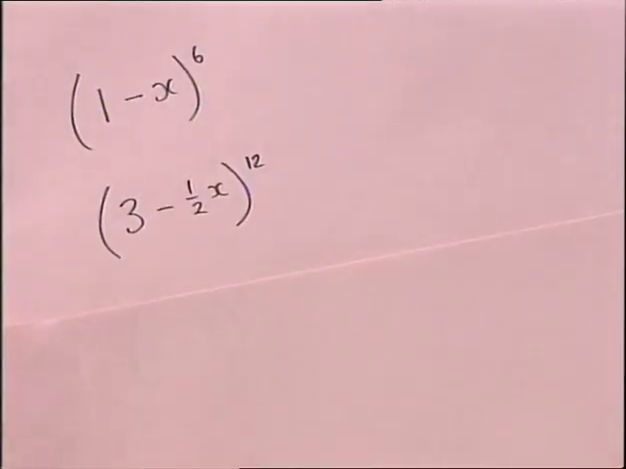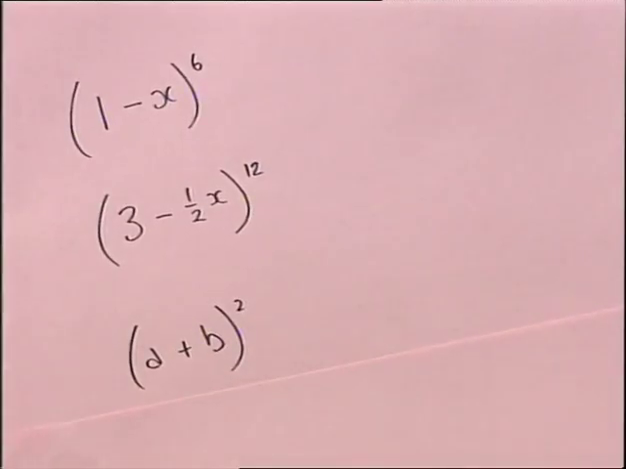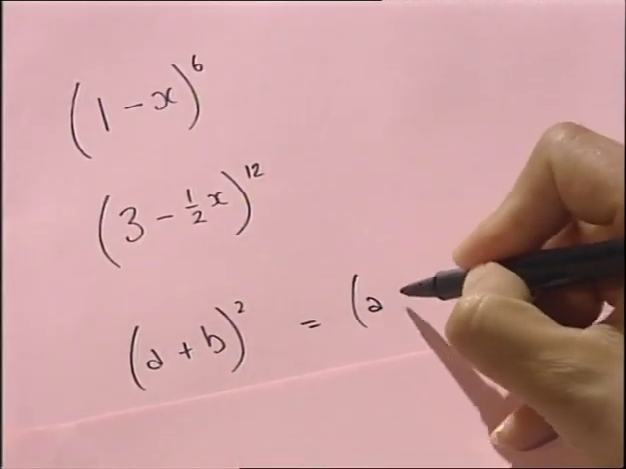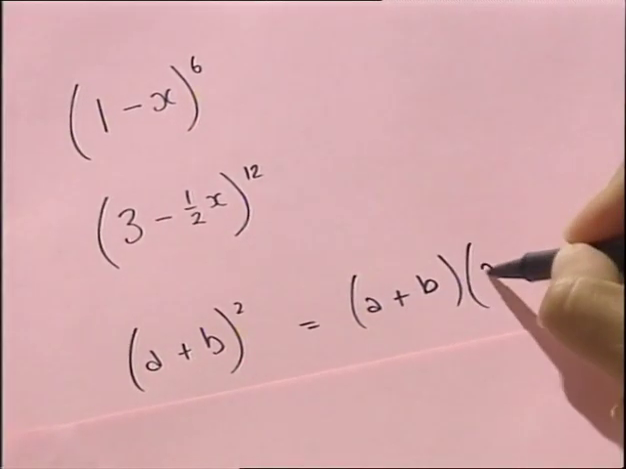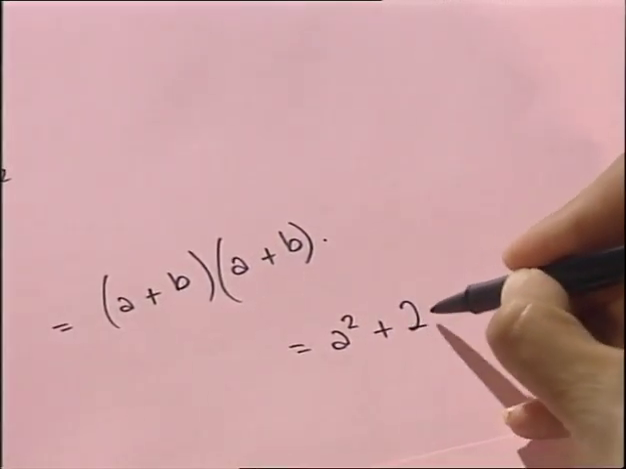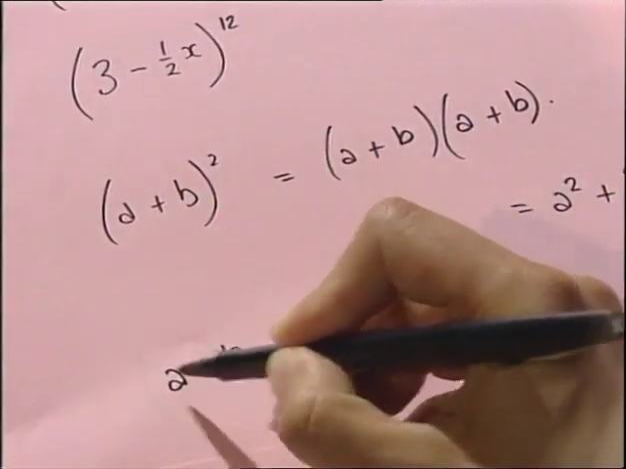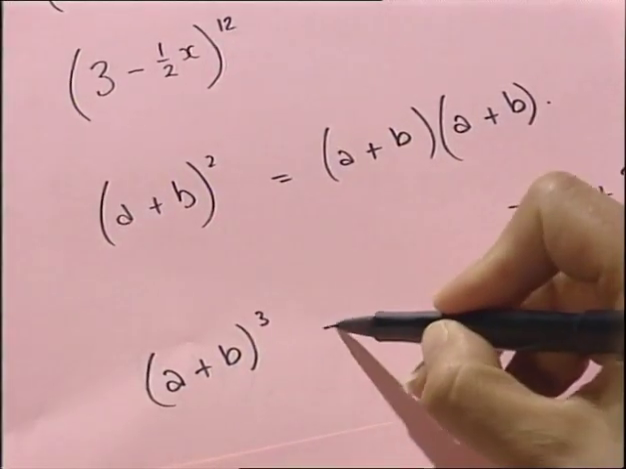Now, where n is small, you may think it's easier to work out directly. For example, you can work out (a + b)². That's (a + b) times (a + b), which in the usual way is a² + 2ab + b². And with a bit more work, you could work out (a + b)³.